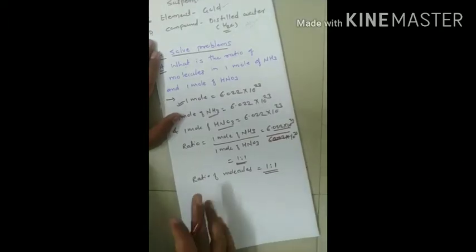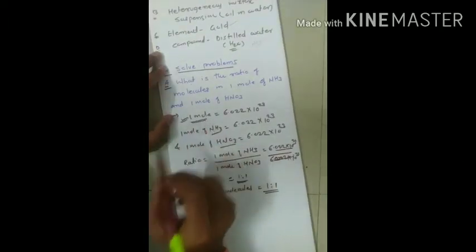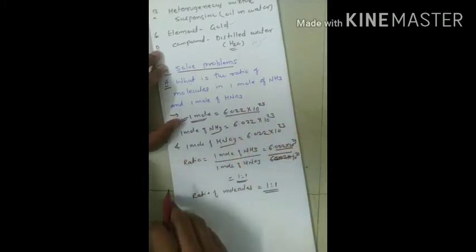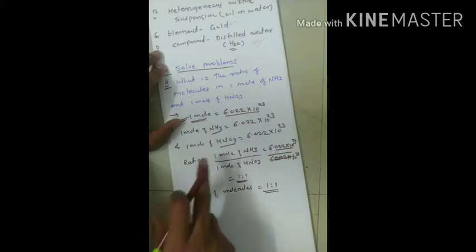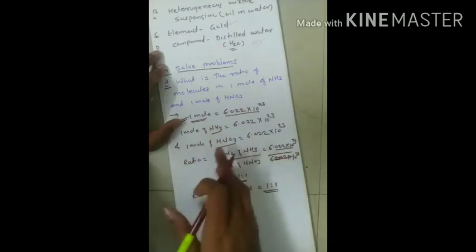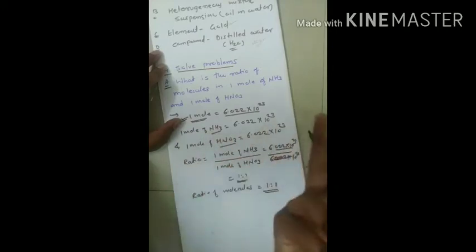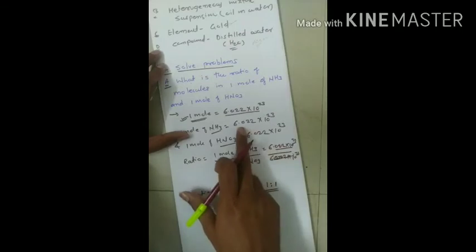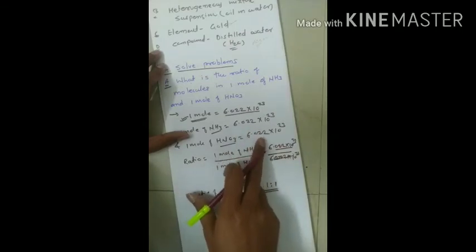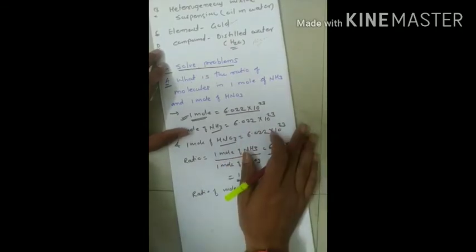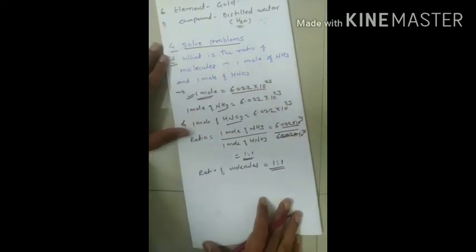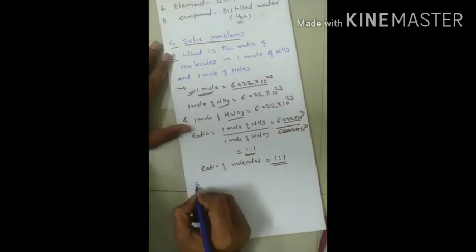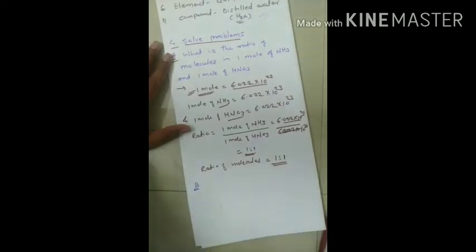So for this we must know the concept of mole. 1 mole of any substance is 6.022 into 10 raised to 23 particles, whether it is NH3 or HNO3, or any other compound. When we discuss 1 mole, it must be the same quantity, and when we take the ratio of the same quantity, we get 1:1. This is how we solve the first sub question of the fourth question. Now we are going to discuss the second sub question, question number B.